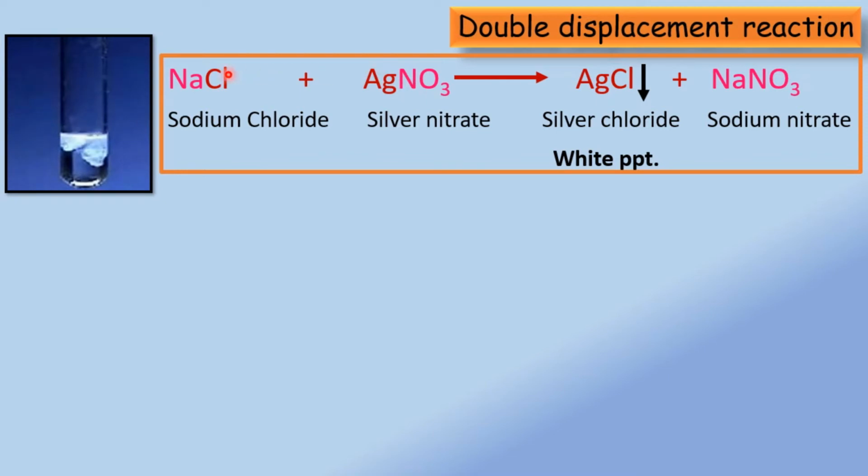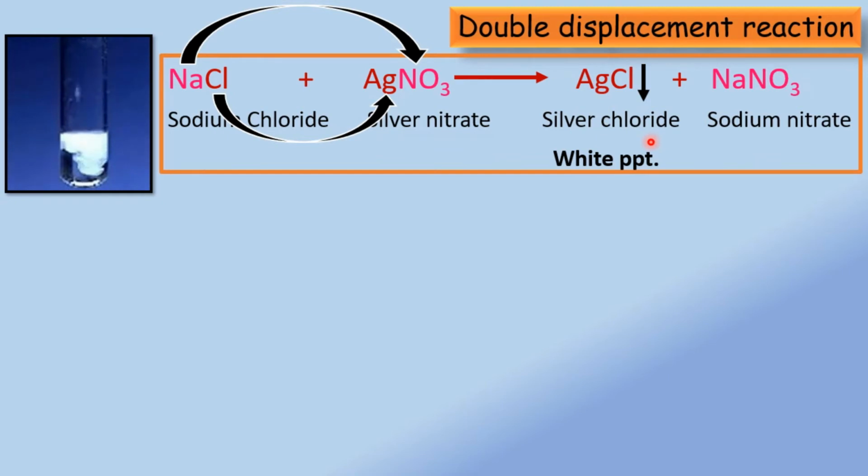Here, during the reaction, ions in the reactants get exchanged with each other to form the products, and one of the products is also formed in the form of PPT, that is precipitate. Here sodium ion combines with nitrate ion to form sodium nitrate, and silver ion combines with chloride ion to form a white precipitate of silver chloride.